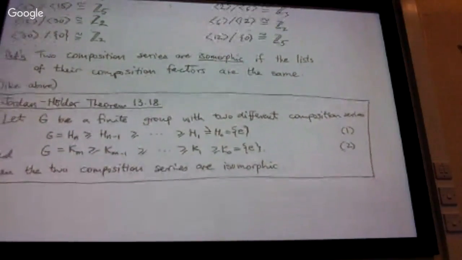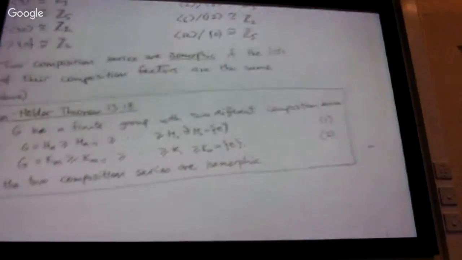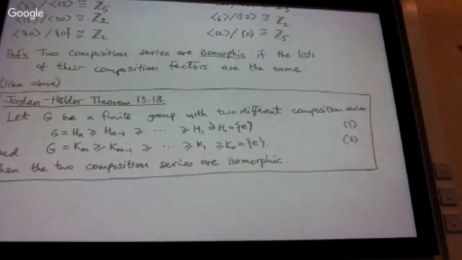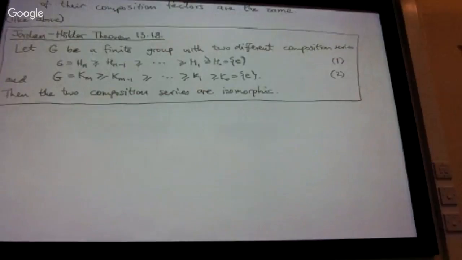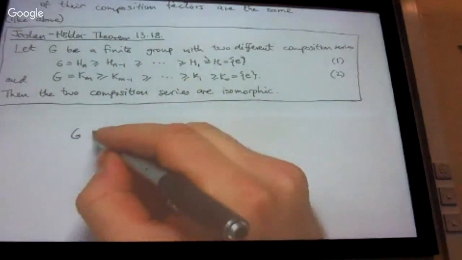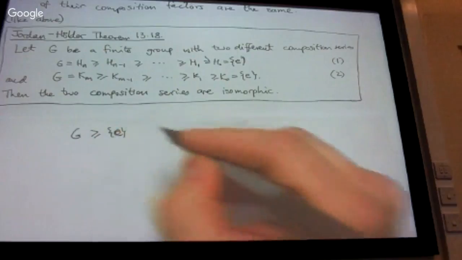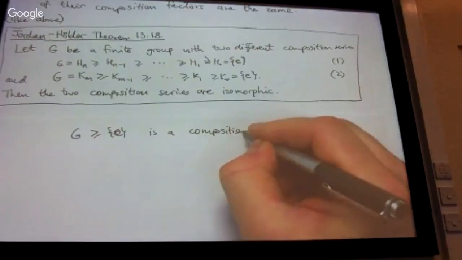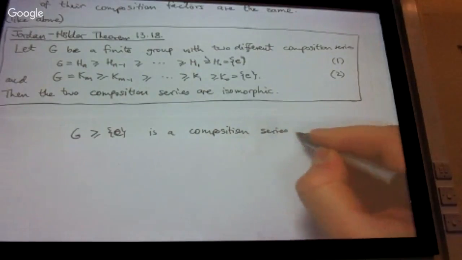Every finite group has a composition series. If the group is simple, then the identity and the trivial subgroup is already a composition series because it's simple, so you can't put anything in between. If it's not simple, then you find a normal subgroup which is between the two, and then kind of by induction. So if you have a group G, the identity is a composition series if G is simple.